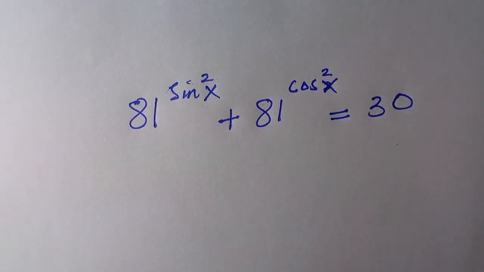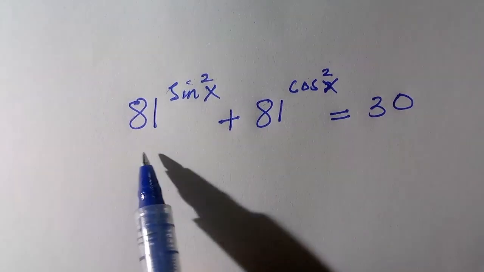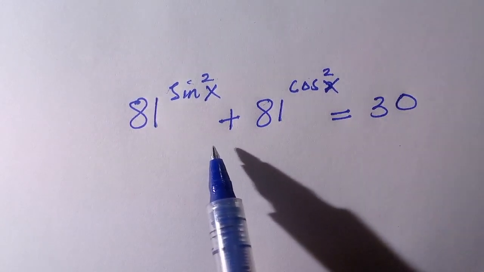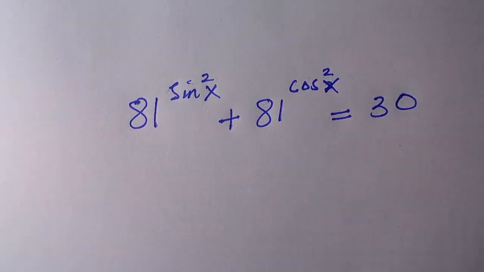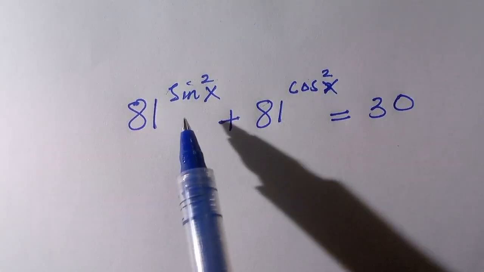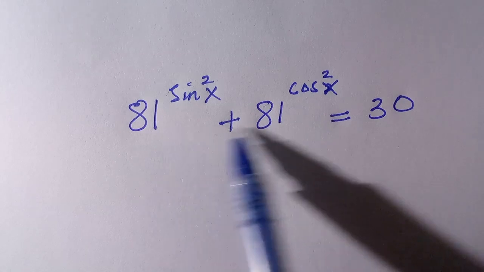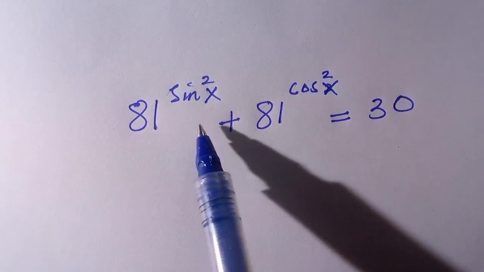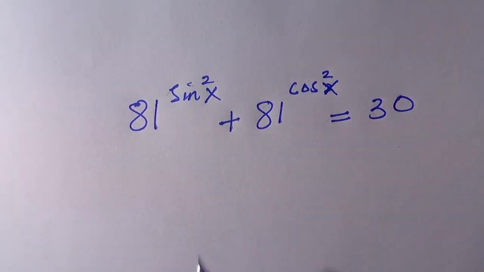Good day and welcome. How to solve these exponential trigonometric equations for the value of x that satisfy this. So here we have sine square x and here we have cos square x. So where should we start? Should we start from sine square or cos square? So here is how we can do it.